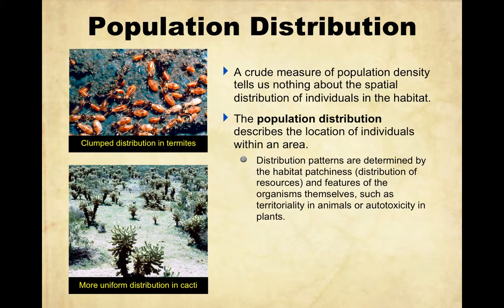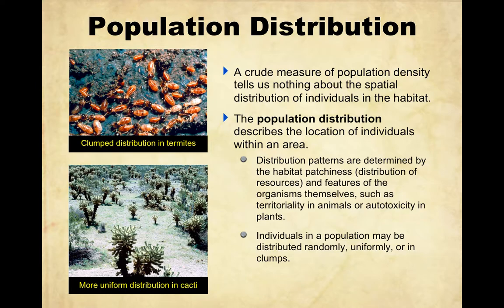So again, population distribution just shows you how many of those organisms are in a given area. And they can be distributed randomly, uniformly, or in clumps. As you can see, the termites clump up, okay? And these corals are pretty uniformly distributed, and the cacti in the Sonoran Desert are pretty uniformly distributed. And that's basically because of the resources available.